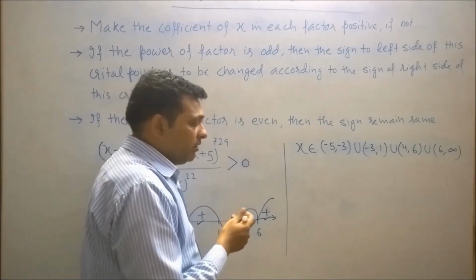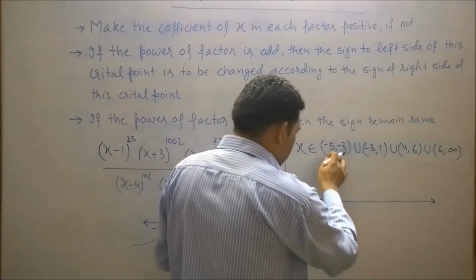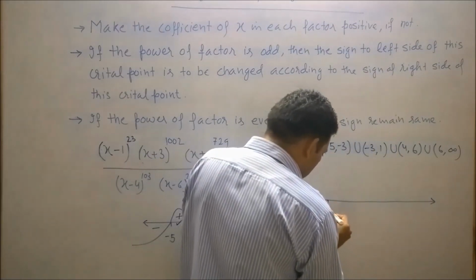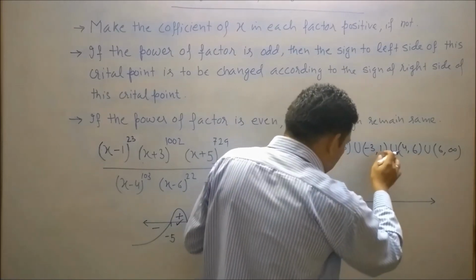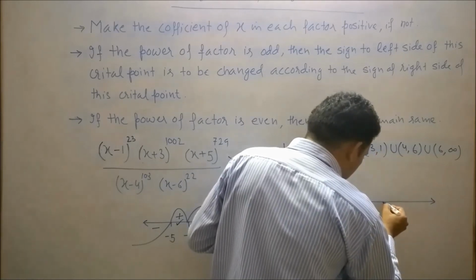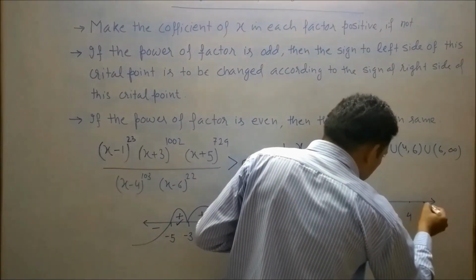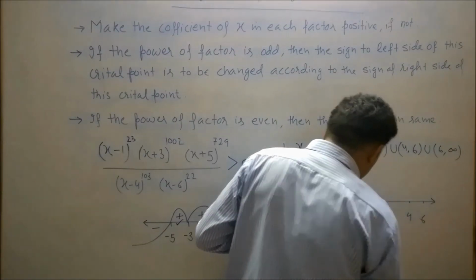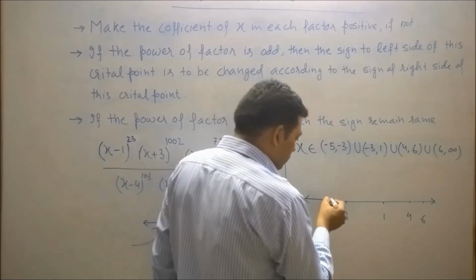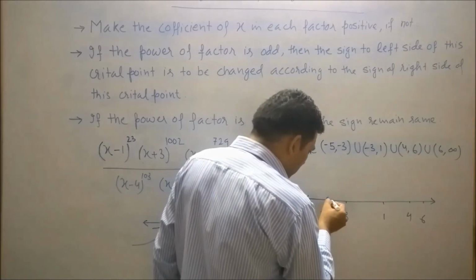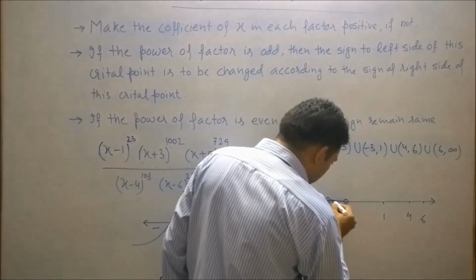This solution set can be represented on the number line as, let's say this is minus 5. Let's say this point is minus 3. This point is 1. Let's say this point is 4. And let's say this point is 6. Minus 5 and minus 3 are not included in this interval, so we have to draw a hollow circle on minus 5 and on minus 3 and dark this line.